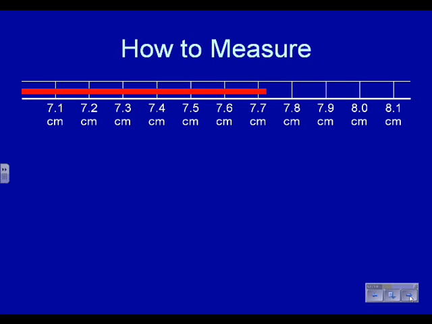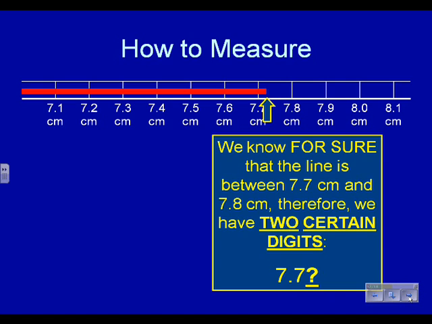Okay, let's break it down. Remember we said every measurement has two parts, a certain digit and an uncertain digit. The certain digit, in this case, I can tell by looking at that line. It is definitely past the 7.7 centimeter mark, but it is definitely not to the 7.8 centimeter mark. So in this case, I have two certain digits.